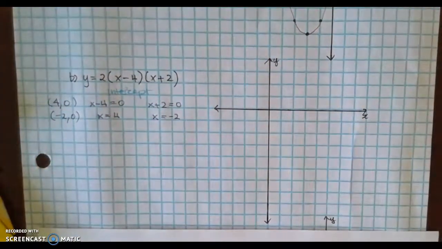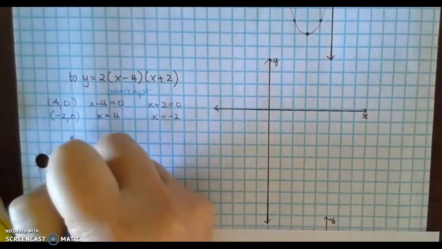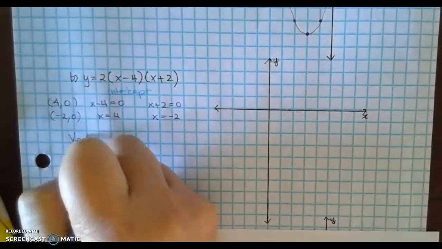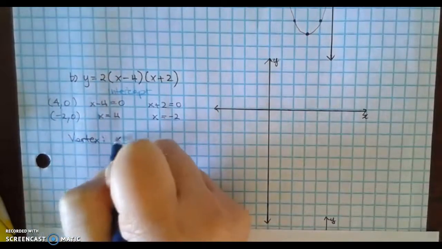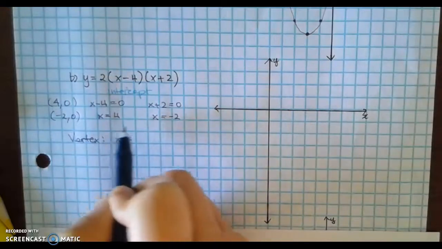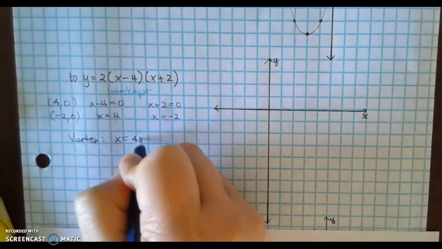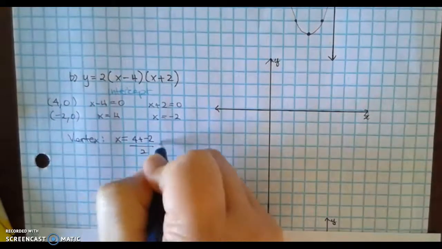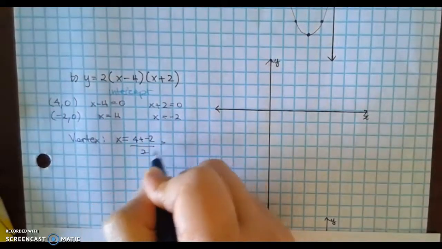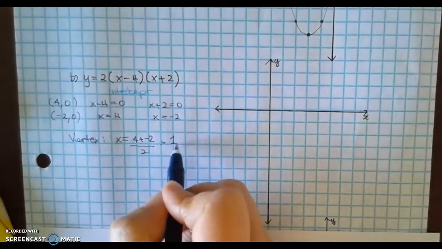Okay, but we want to find the vertex because that's going to help us figure out the graph really easily. So how do I find the vertex? For the x coordinate, x is going to be the average of the two zeros. 4 plus negative 2, divided by 2. 4 plus negative 2 is positive 2, divided by 2 is 1. So I know the x coordinate is going to be 1.